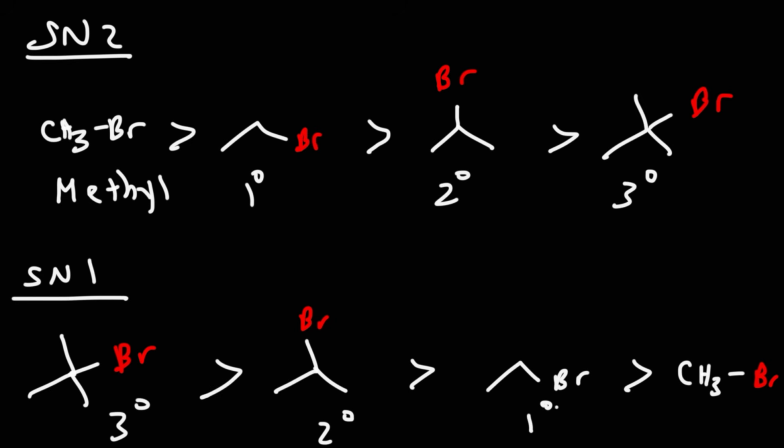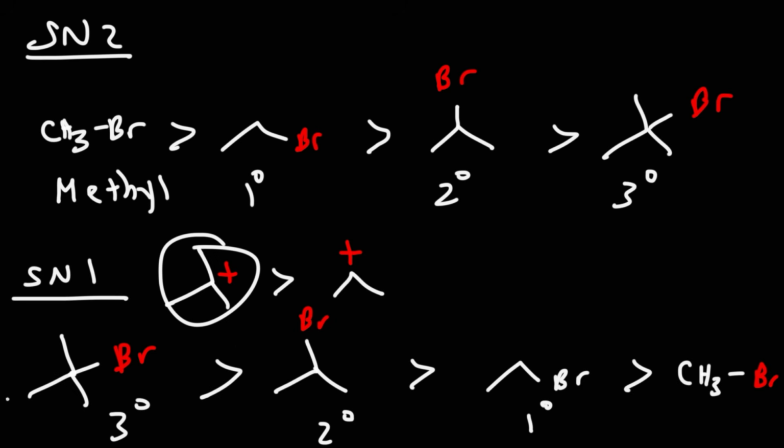The reason for this has to do with carbocation stability. A tertiary carbocation is more stable than a secondary carbocation. And that's why tertiary alkyl halides work better for SN1 reactions than secondary alkyl halides. It's because the tertiary carbocation is more stable.